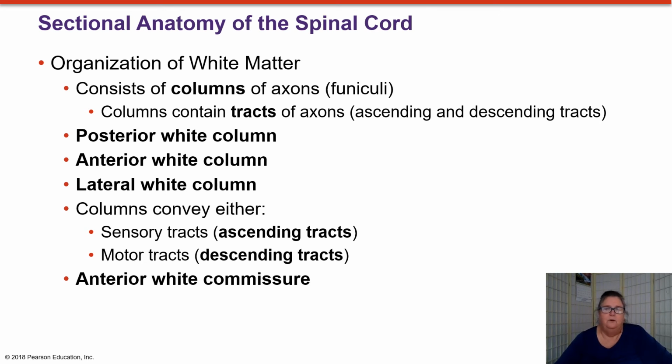So the white matter in the spinal cord is carrying the action potential one way or the other, right? So the sensory columns and tracts are going up, motor is coming down, all right? Ascending and descending. So ascending is going to be sensory, descending is going to be motor, all right? We have the posterior white, anterior white, and lateral white columns. So those are on either side of that gray matter. They can be sensory and ascending or motor and descending. All right.